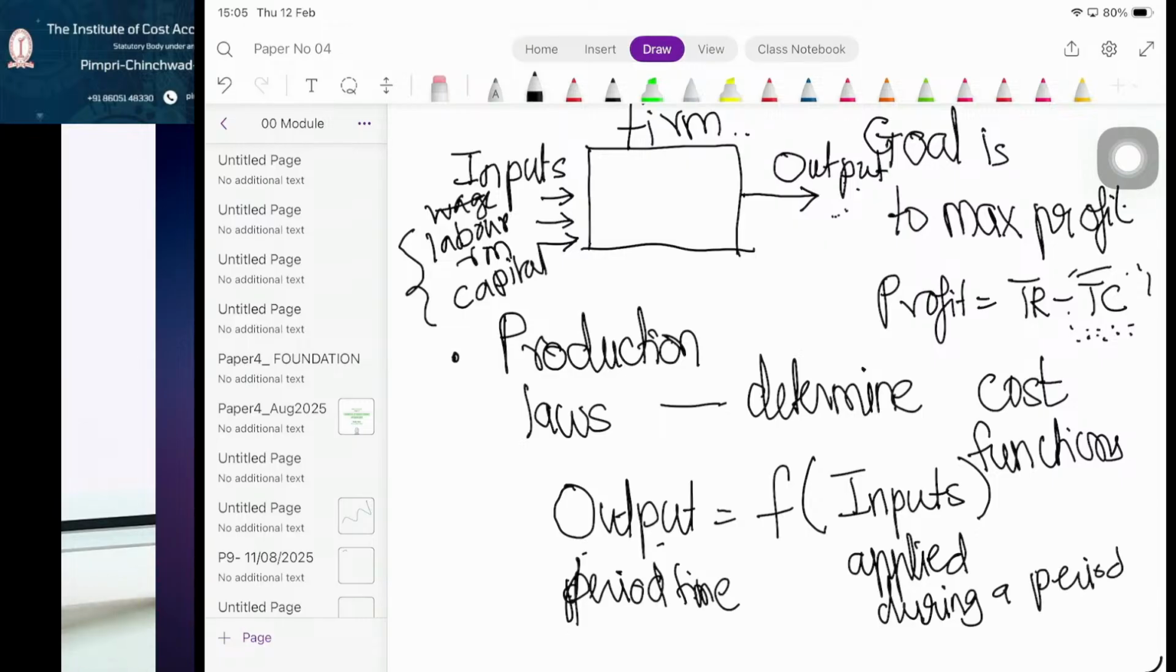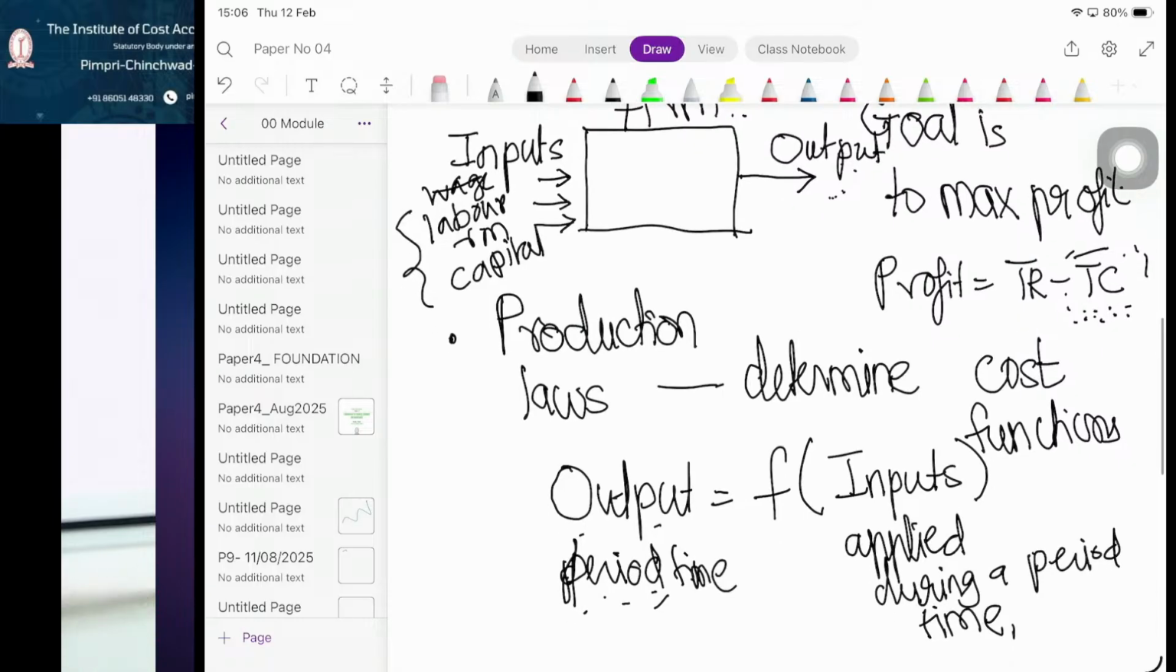Okay, this period of time means we are talking about per month output, per day output, per week output. So we'll have to talk about the outputs and the inputs during that particular time period. Okay, so can I proceed?